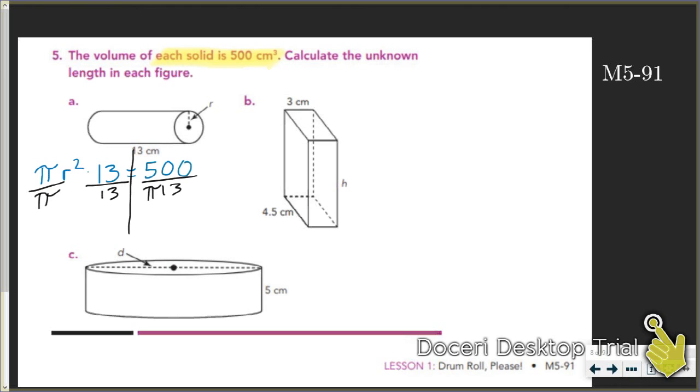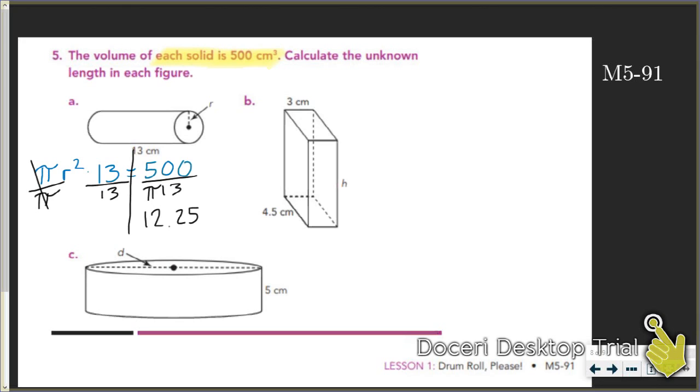Okay, so when we do that, when we take 500 and divide it by 13 and then divide it by pi, let me give you a second to do that in your calculator. So go ahead and do that. So 500 divided by 13 divided by pi, and we get 12, and I'm going to round it to 25 hundredths. Okay, that's what we get on the right side.